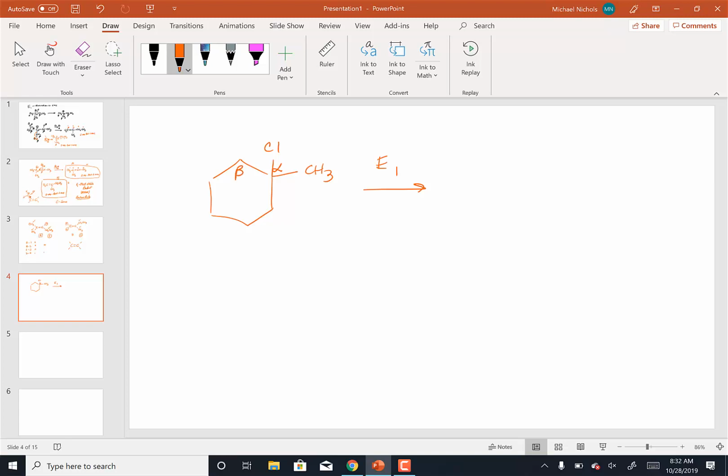So I'm going to form a double bond between the alpha and the beta carbons. The critical part is that the beta carbon must have a hydrogen that can be lost.